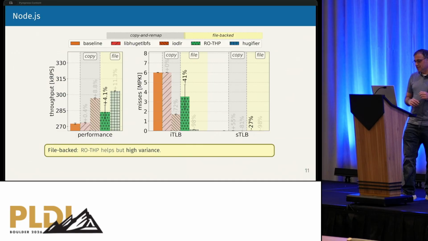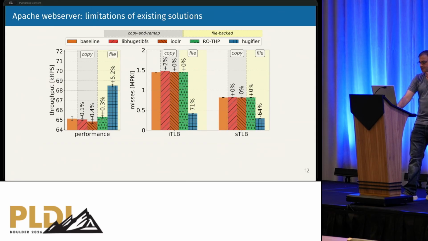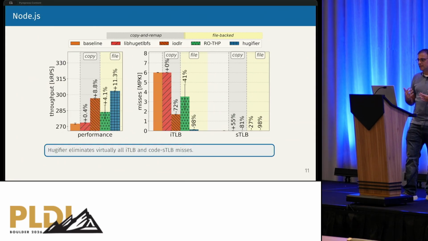When we look at the read-only THP, we see that performance is not that great, and there is only 4% performance improvement, and we have a very high variance. Partially we attribute it to the fact that with RO-THP, there is promotion of 4 kilobyte pages into 2 megabyte pages, but it happens asynchronously, lazily, later during the runtime of the workload. Finally, our solution provides a speedup of over 11%. And it also reduces the iTLB misses to virtually zero.